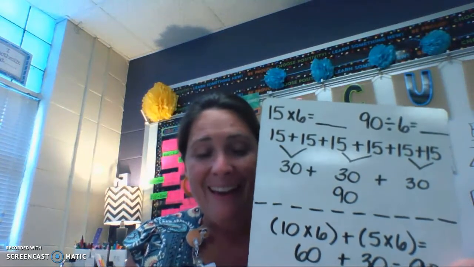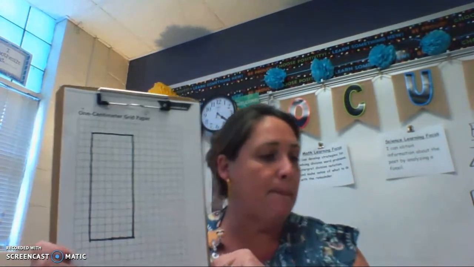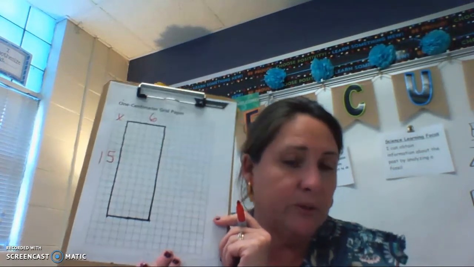You can. And why don't we look at that with some arrays to see how they are the same, okay? So I've got my grid paper, my 1 centimeter grid paper, and I've drawn a 15 by 6, okay? Get my marker ready. I see that I have 15 rows, and I have 6 columns, okay? So I have a 15 by 6. Those are the dimensions. 15 by 6, okay? 15 times 6, okay?